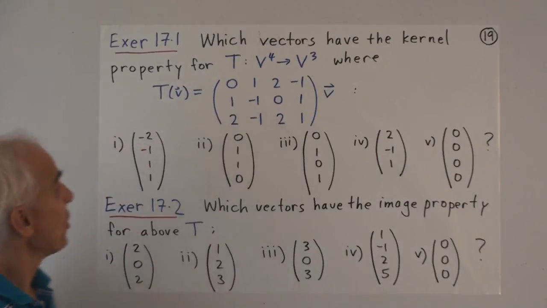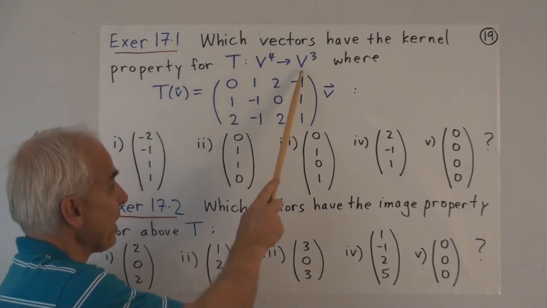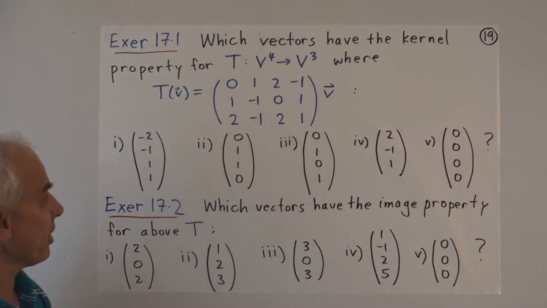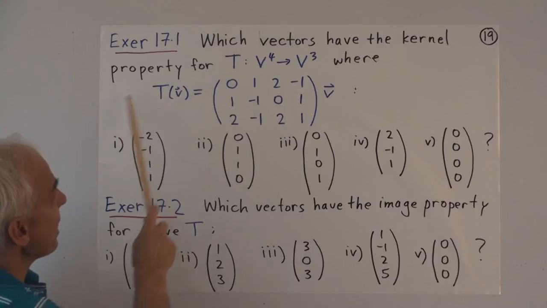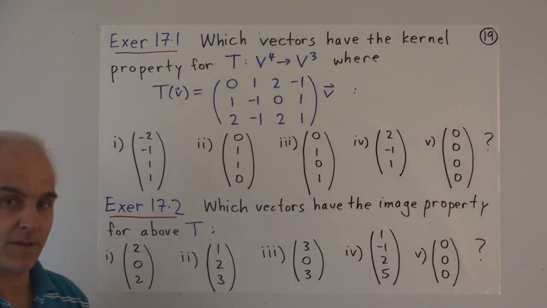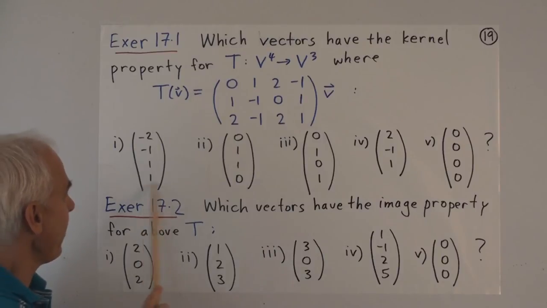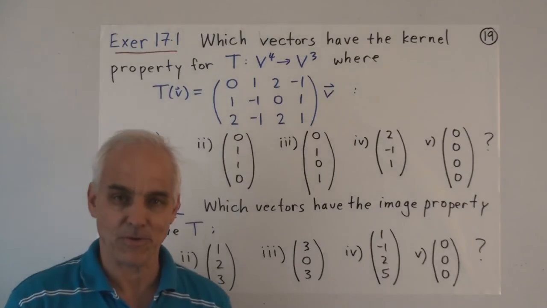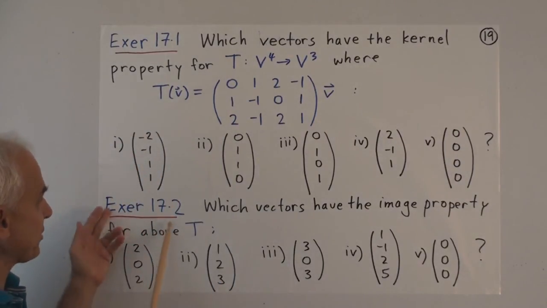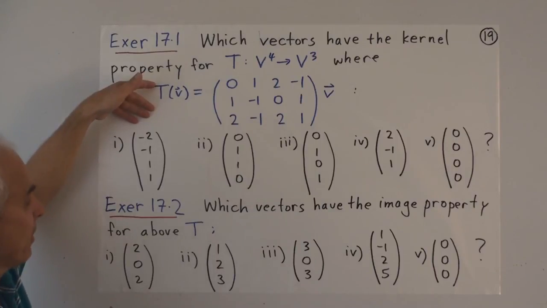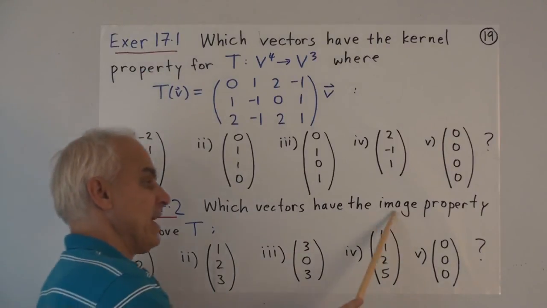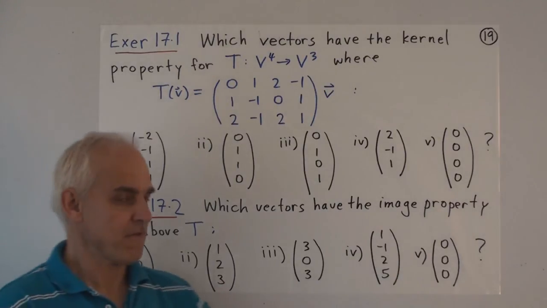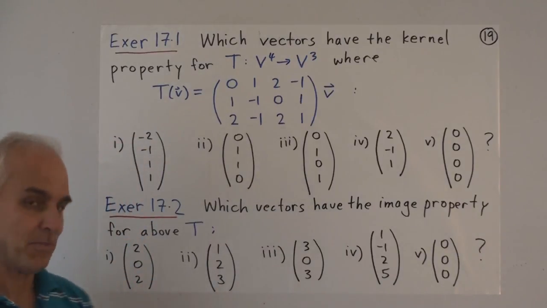For our first exercise, we're looking at a transformation from 4-dimensional space to 3-dimensional space, given by this particular 3×4 matrix. And I'm asking you which vectors have the kernel property for this linear transformation. There are 5 possibilities. Which of them have the kernel property, which of them don't? And our second exercise, still staying with this example: which vectors in this list have the image property for this linear transformation? Again, 5 different possibilities. Some of them do, and some of them don't.